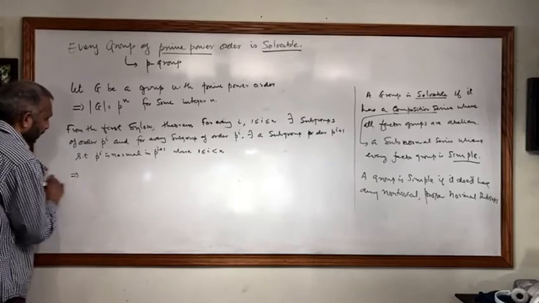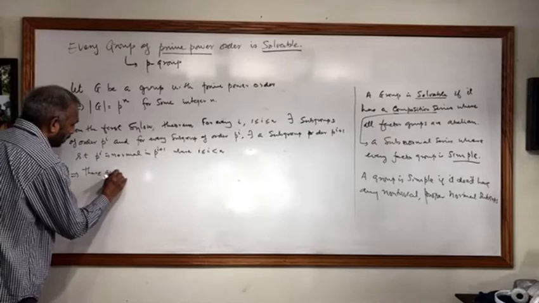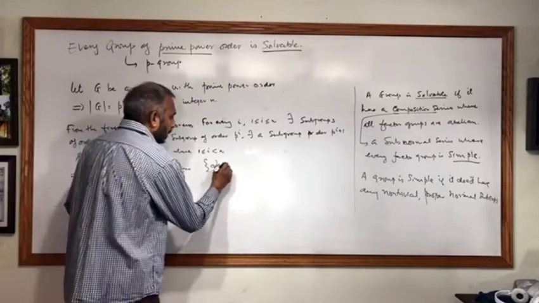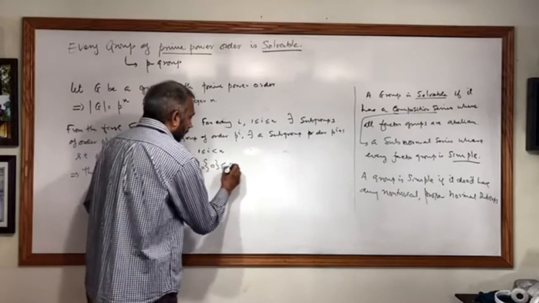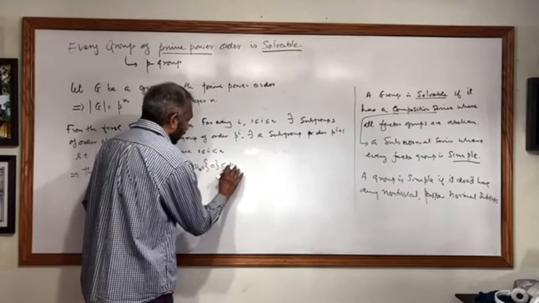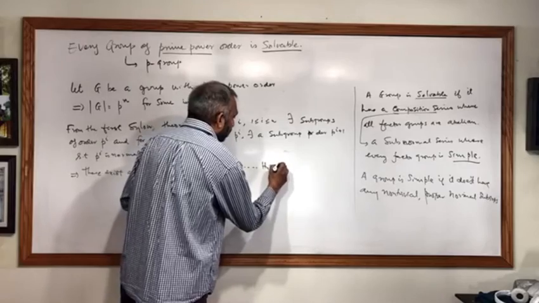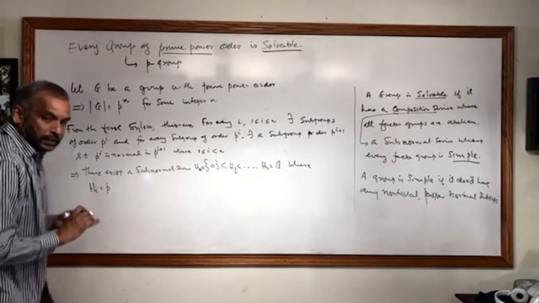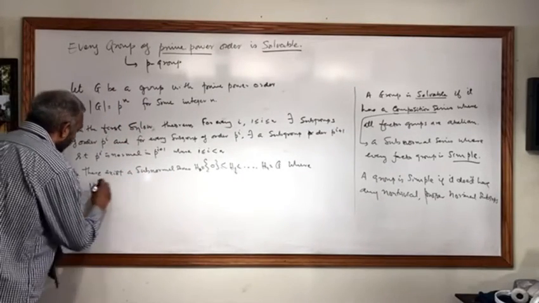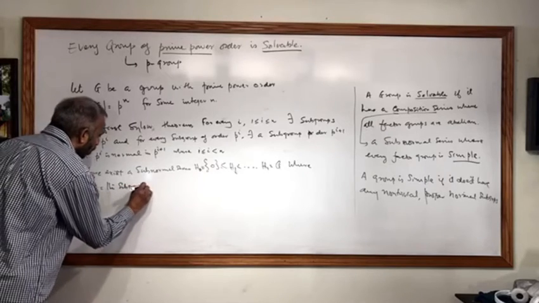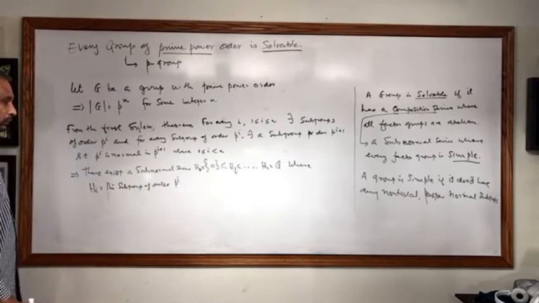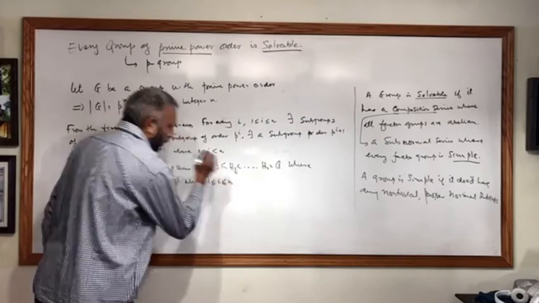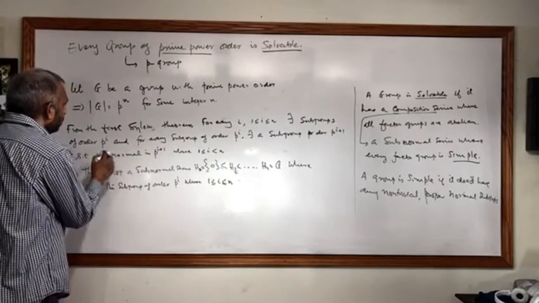So that means there exists a subnormal series 0, this is actually equal to H0, less than H1, up to Hn is equal to G, where Hi is equal to the subgroup of order p^i, where 1 less than or equal to i less than or equal to n, using the first Sylow theorem.